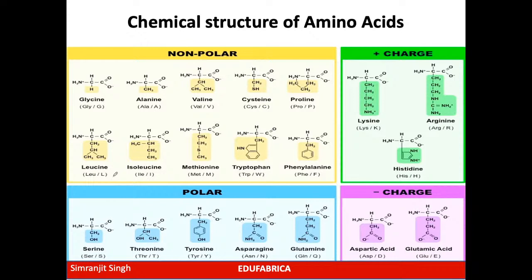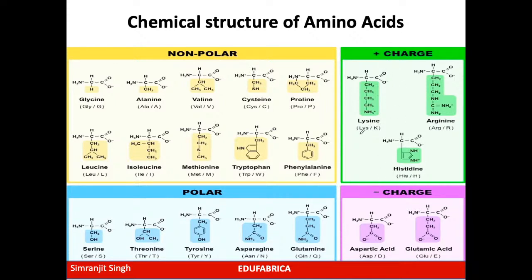So this is the chemical structure of various amino acids. We should remember this for the examination and also for general knowledge. Here we can see all 20 amino acids, right? They have been divided into four different parts: non-polar, polar, positive charge, and negative charge. Let's see first the positive and negative ones.